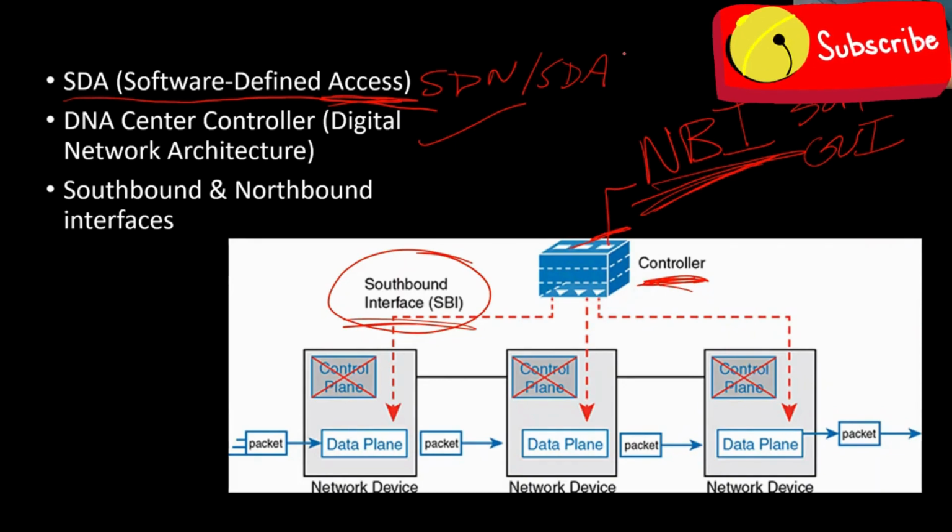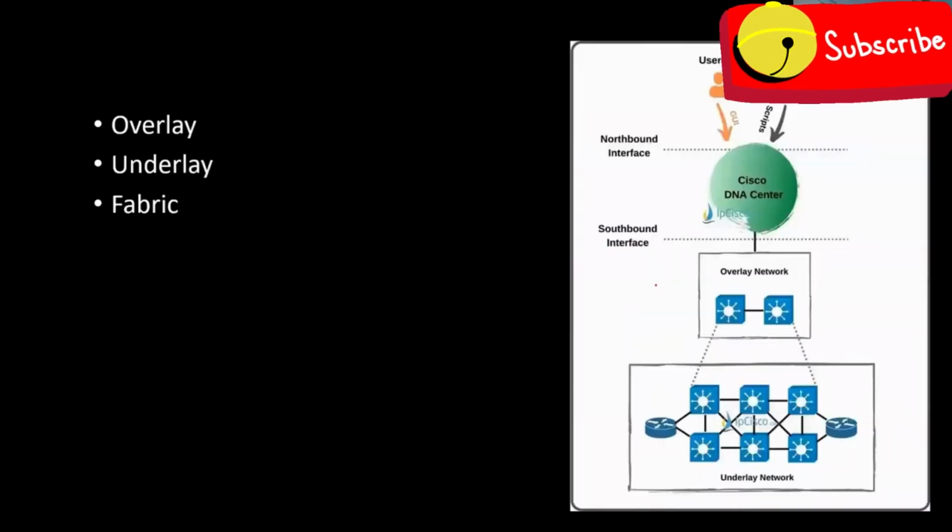In the centerfold of this SDA, of this SDN, in order for it to work properly, we have our DNA Center controller. And that controller has southbound and northbound interfaces, also known as southbound APIs and northbound APIs. Make sure you're taking notes on that. That's important for you to understand. So let's go in on these interfaces.